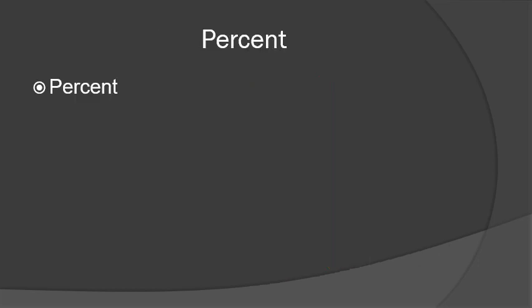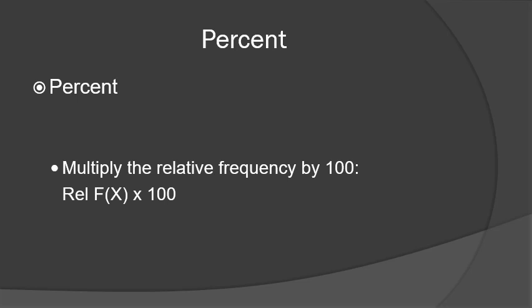Last thing we're going to talk about is percent. Percent is very simple. Percent, you just take your relative frequency and multiply by 100, and this gives us a percent. Percent is important just like relative frequency. The nice thing with percent is it puts it into terms that the mind is easier able to understand. We can understand certain things better.